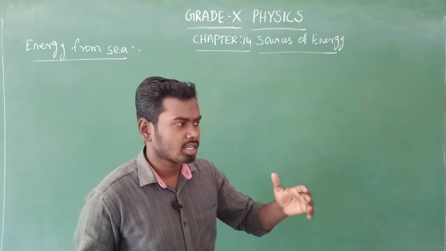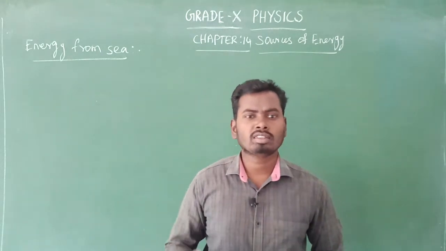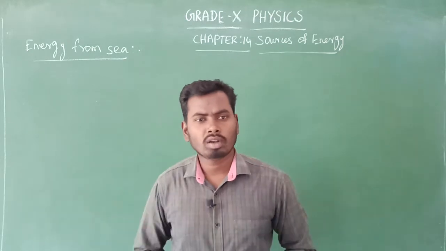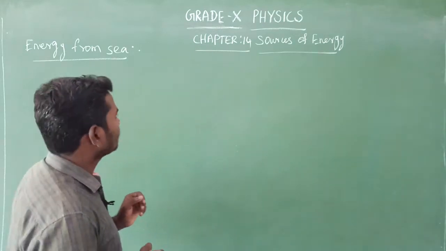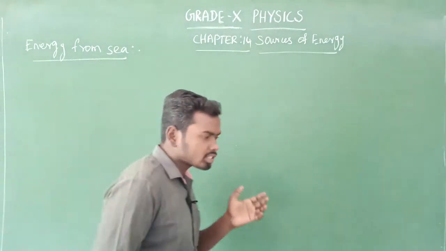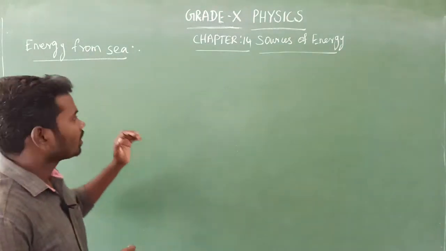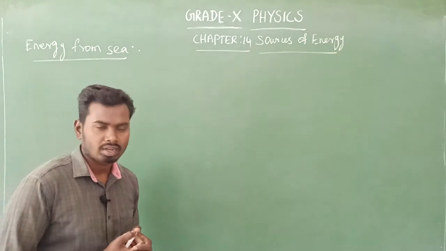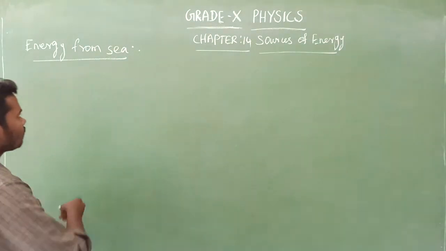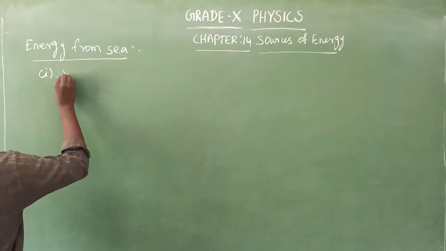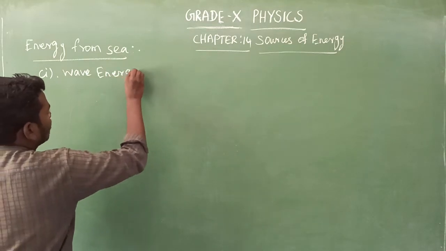How is it possible, sir? Just salty water is there. Then how can we produce electricity from sea or ocean water? We can produce. So the next one is the production of electricity from sea or ocean water. That is energy from sea. In energy from sea, the first one we will see is wave energy.